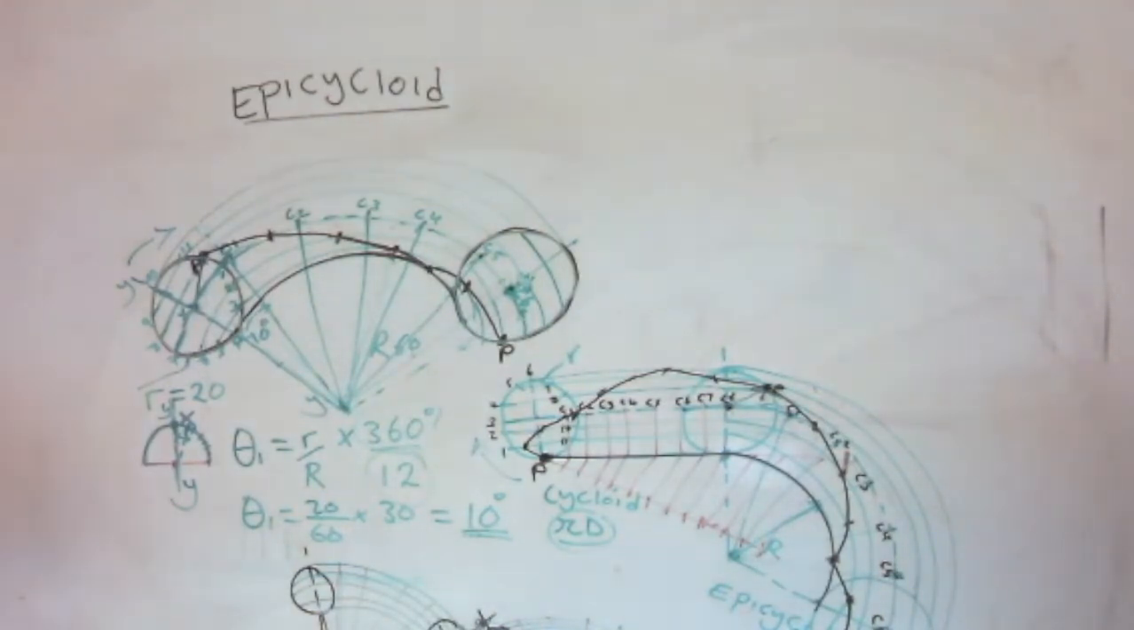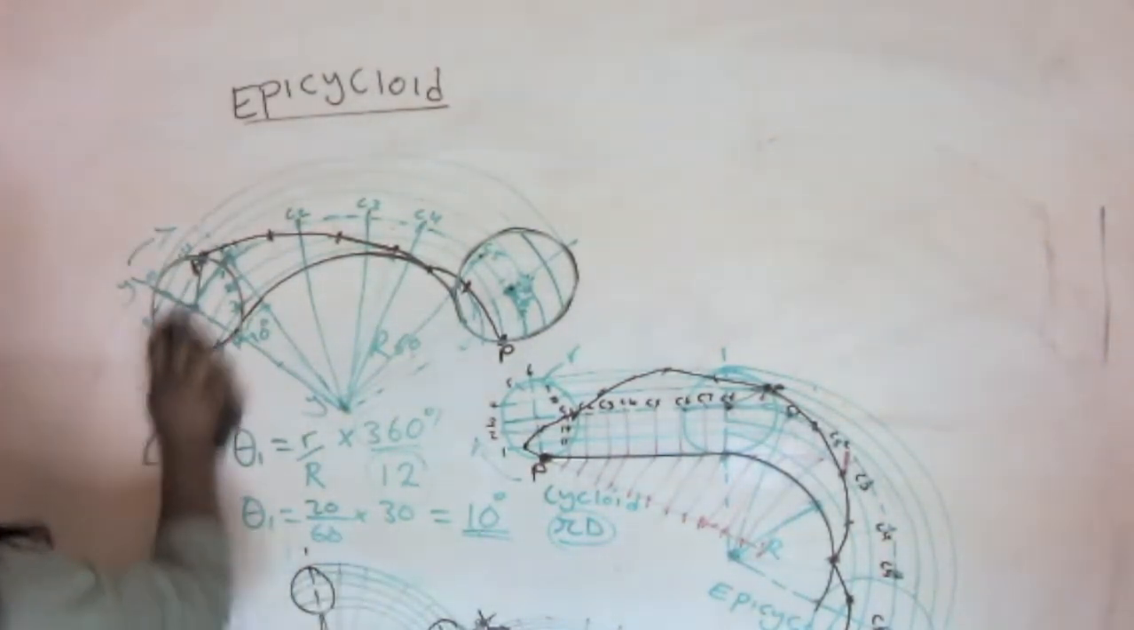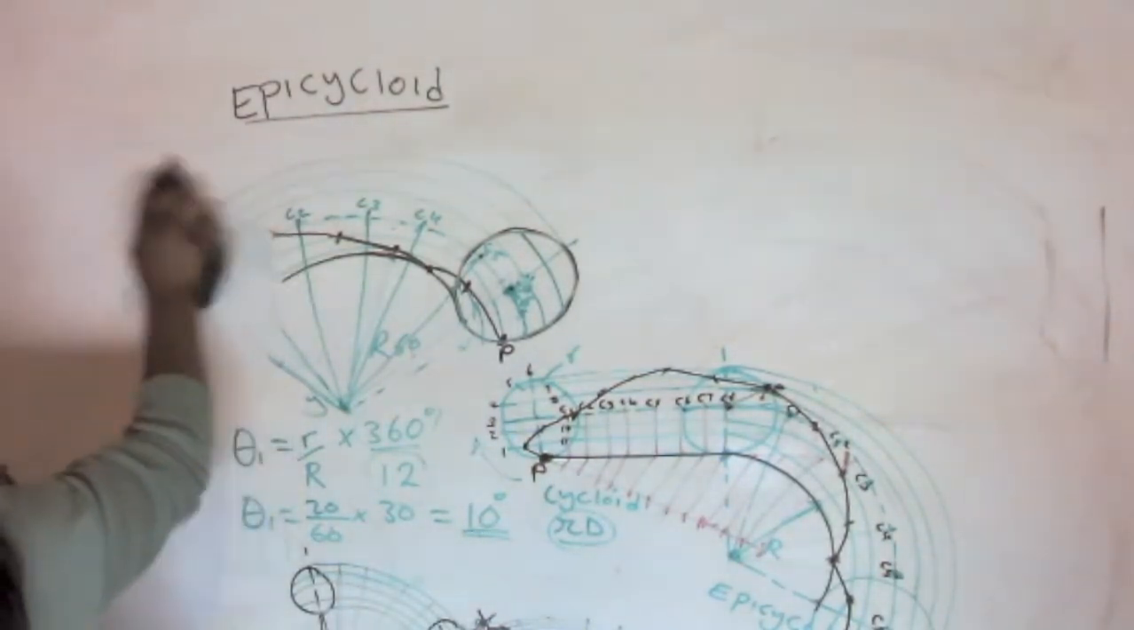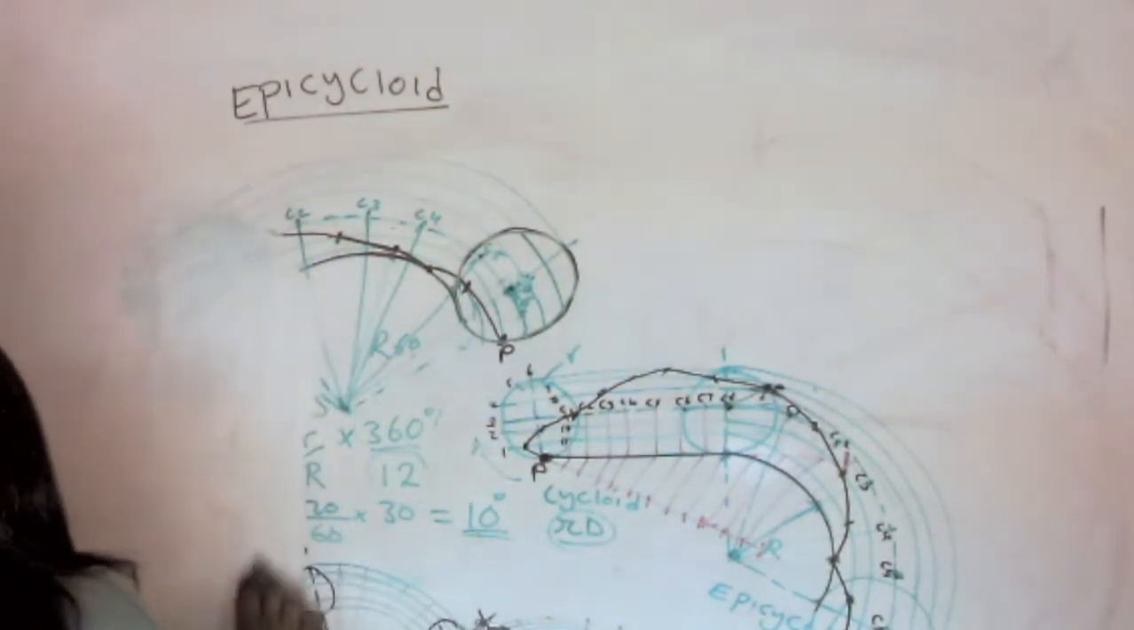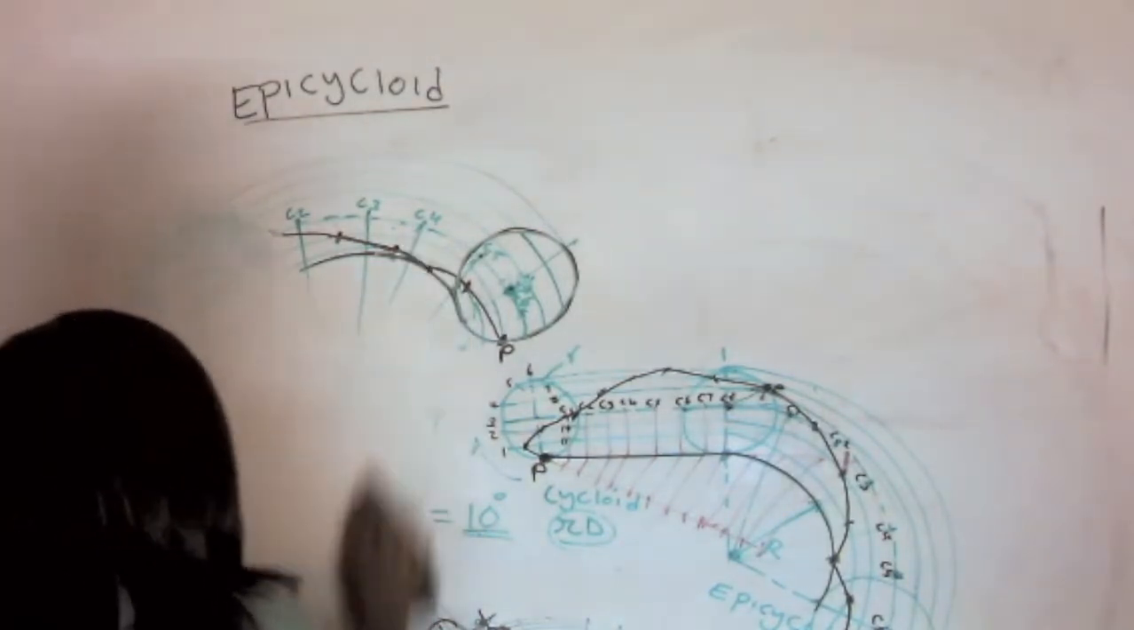I'm going to explain the Archimedean spiral. That's another part the examiner can ask you. He can ask you to draw an Archimedean spiral, and it's very easy. And from there, I'll do the helix, and the locus is done.